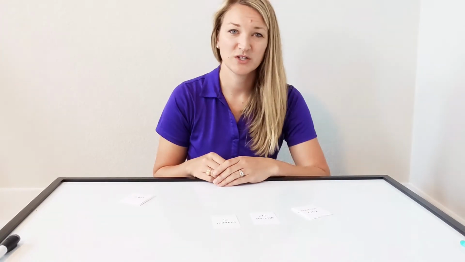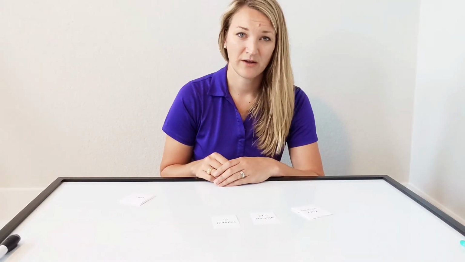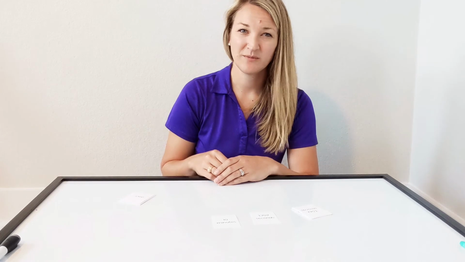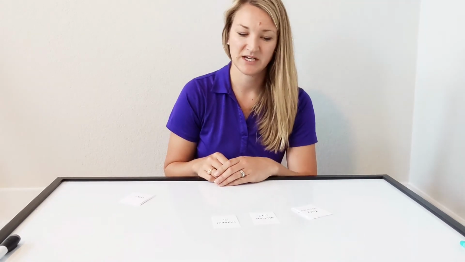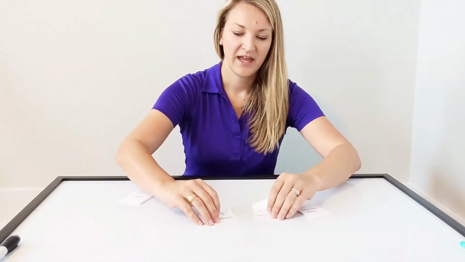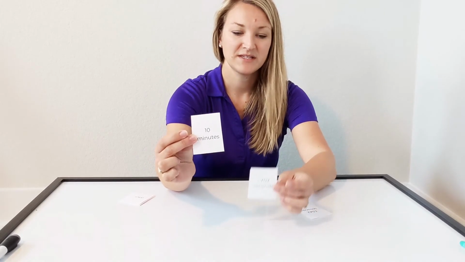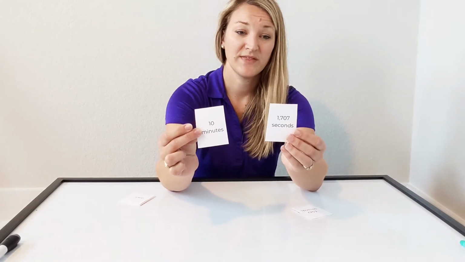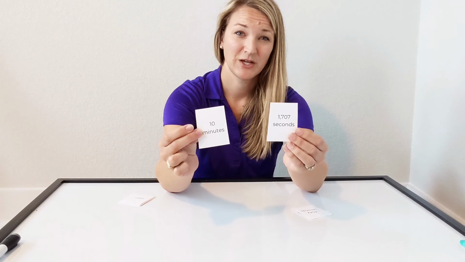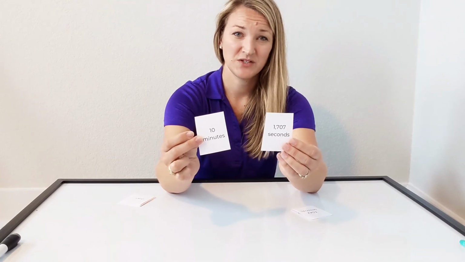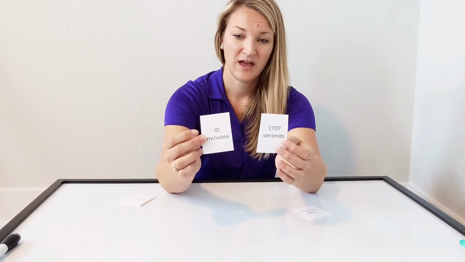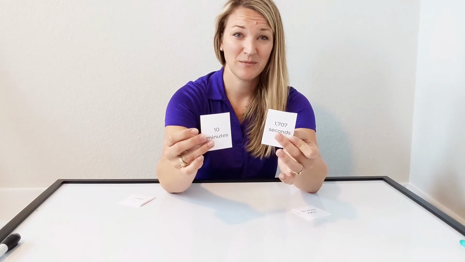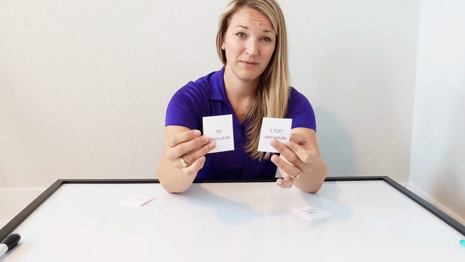However, we also want to encourage students to reason about the different quantities to determine if an actual calculation is necessary. For example, if one student lays down 10 minutes and the other student lays down 1,707 seconds, we could convert one of these units in order to make them have the same units and then compare them.